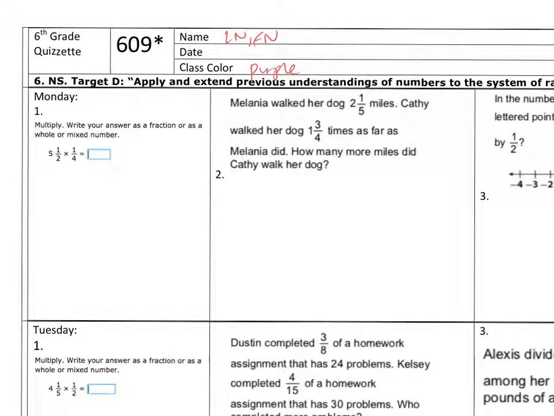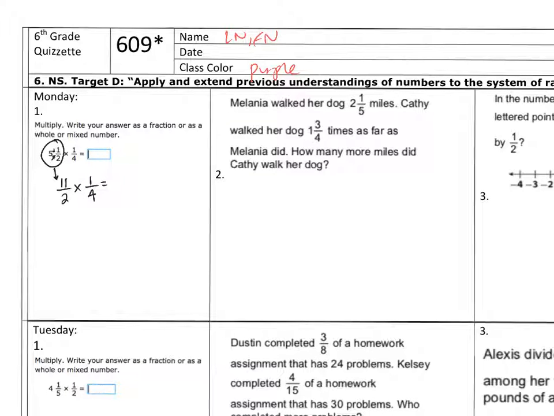All right, so number 1 says multiply. Write your answer as a fraction or as a whole or a mixed number. So when you multiply fractions, you multiply straight across. But when you have a mixed number like this, make it into an improper fraction. So I remind you, you multiply the whole number by the denominator, which is 5 times 2, and that's 10. 10 plus 1 is 11, so that's 11 over 2 times 1 over 4.